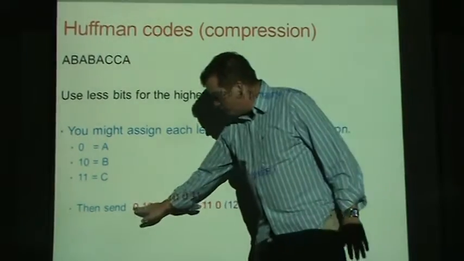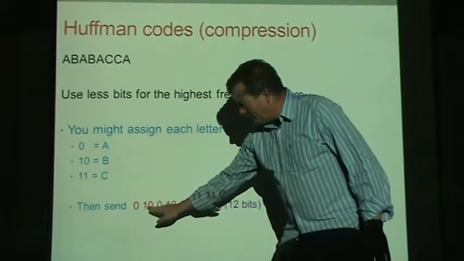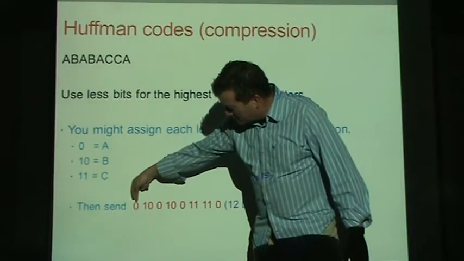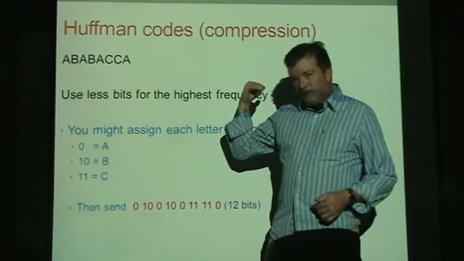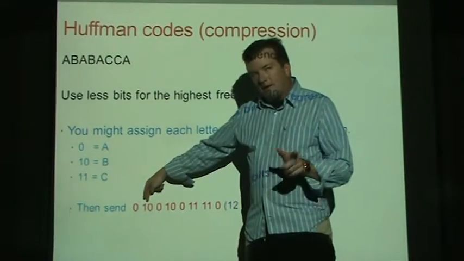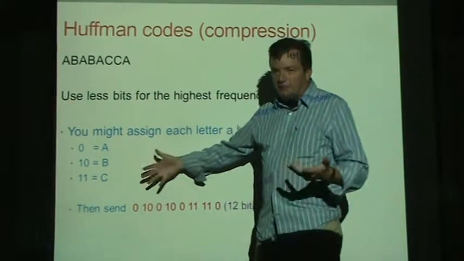Now the message is 0, 1, 0, so it's A, B, A, B, A, C, C, B. So the person reading it sees the 0, and they look at the tree, and they say, oh, that's an A. You see a 1, that means, okay, not A, I need to read the next bit to figure out what it is.